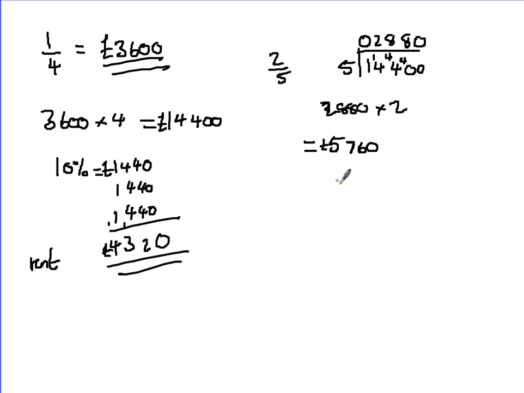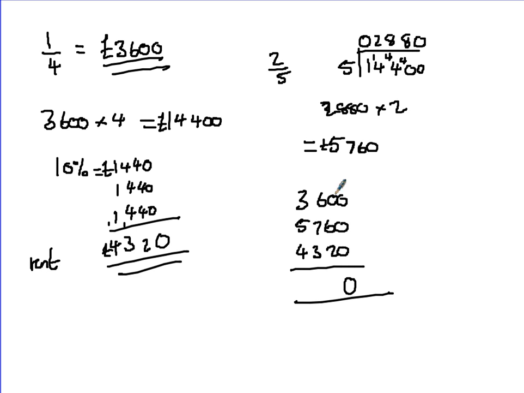And the rest of it is saved. So how much money did he save? So if we add the three values we've got, so 3,600, 5,760, 4,320, add all them, that'll give us 13,680. So what we've now got to do is work out how much did he save?